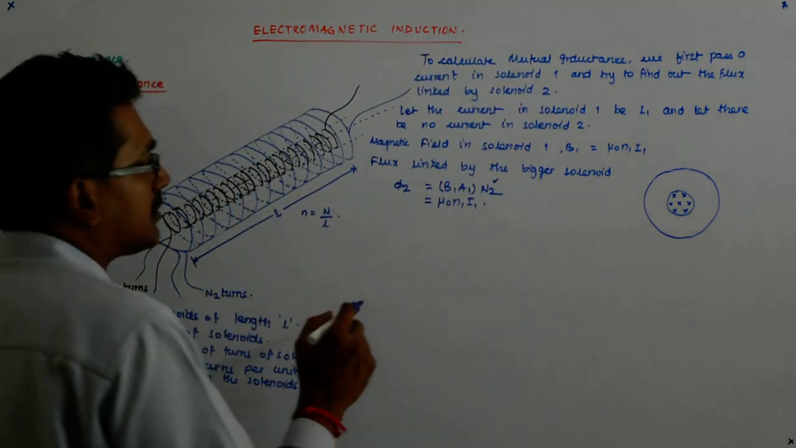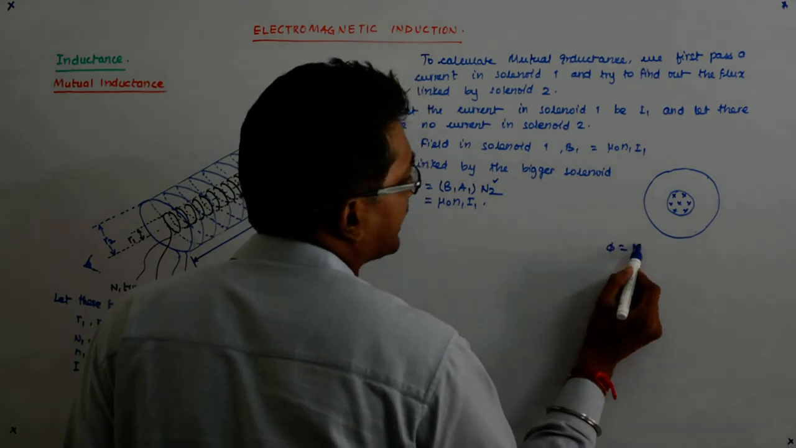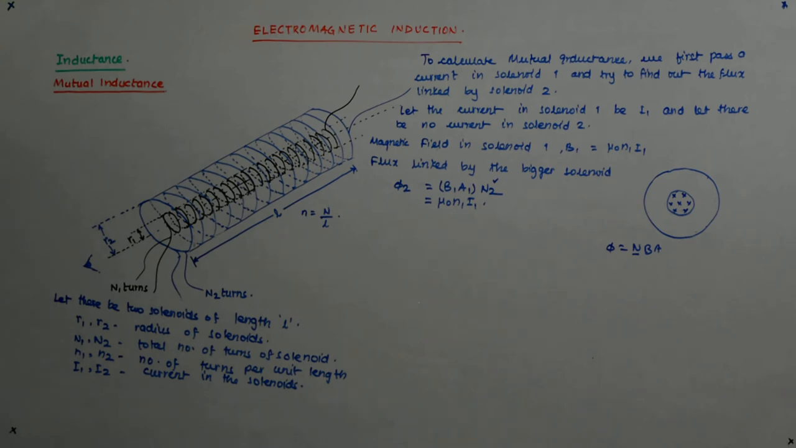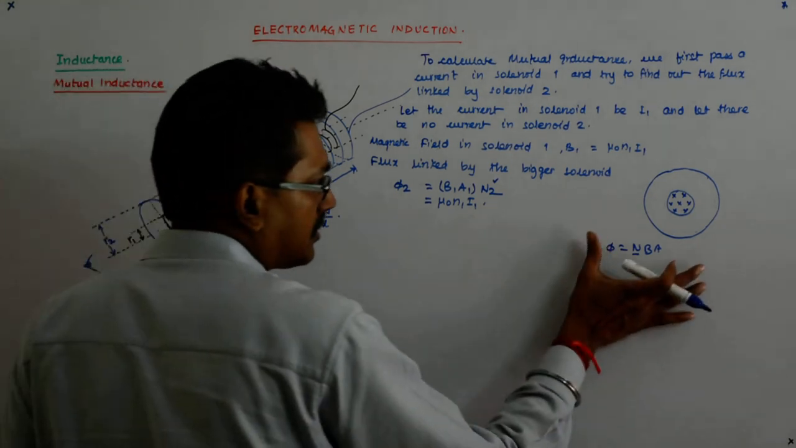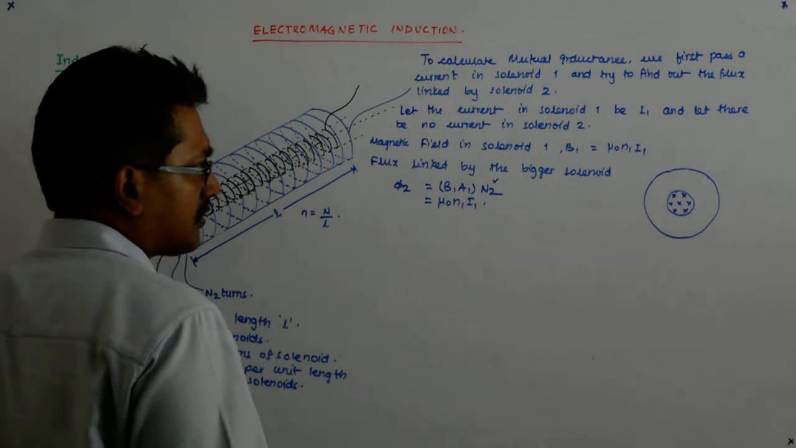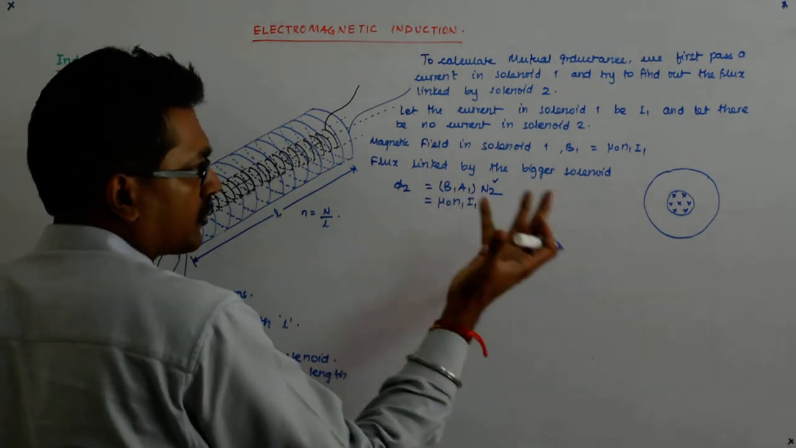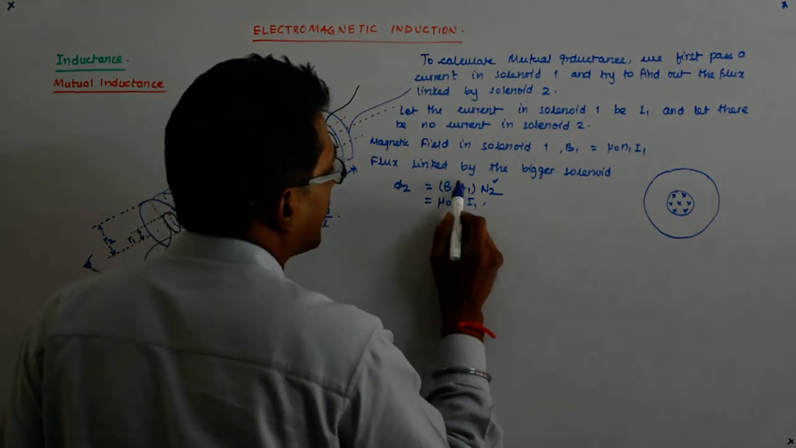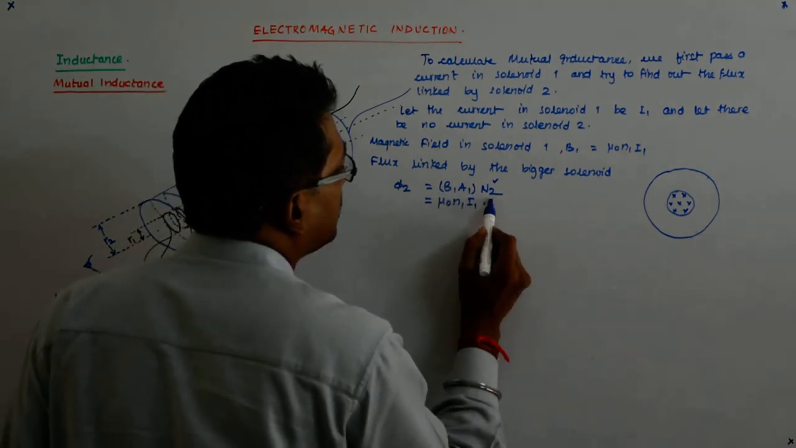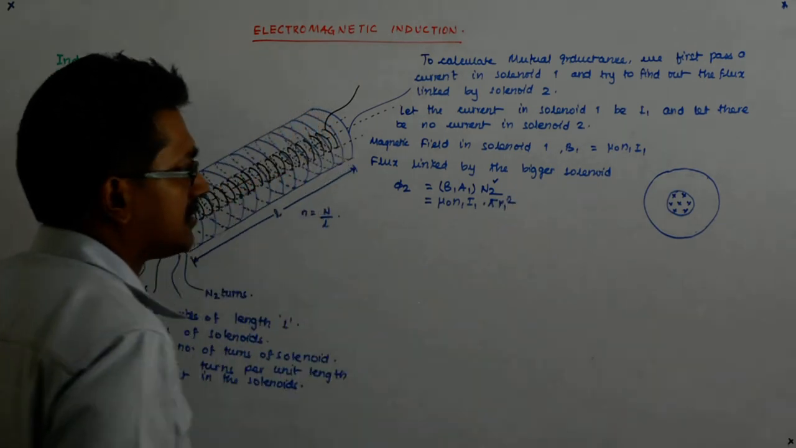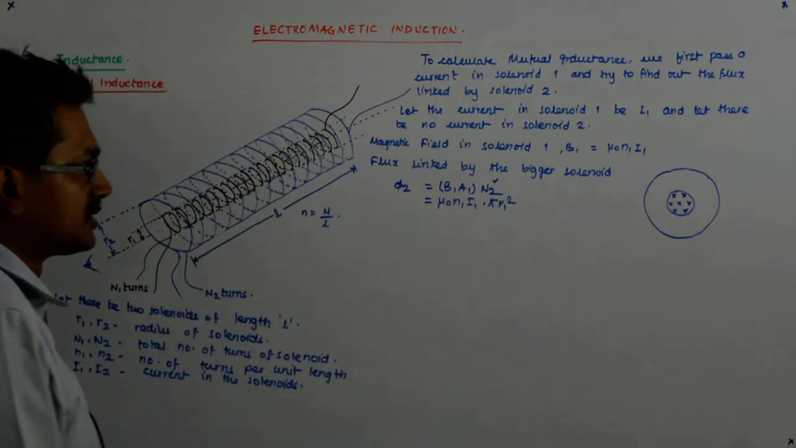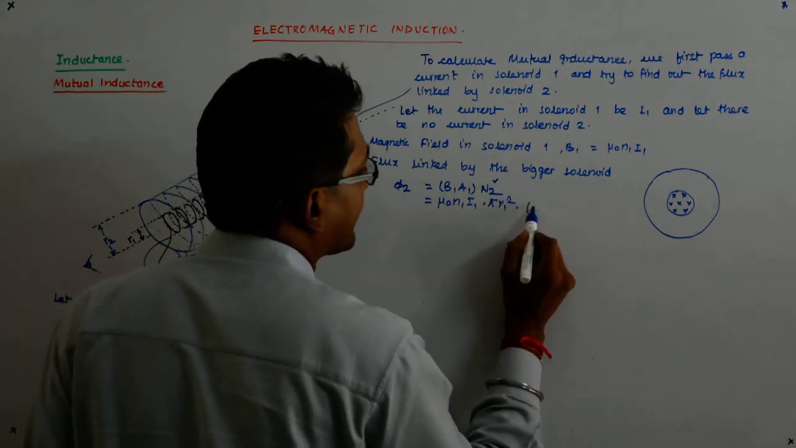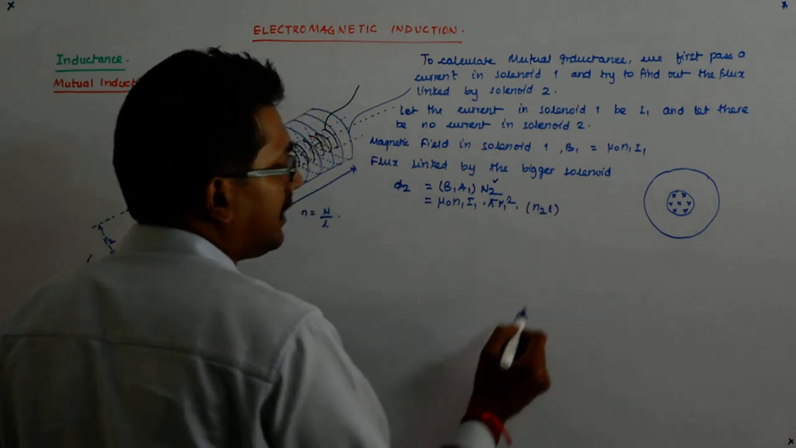We have seen that our flux is equal to N times B into A. We did not say this is the number of turns per unit length. It has to be the number of turns. Fine. Because one turn links so much, so N2 turns link so much. Okay. So B1 is mu naught n1 I1 into pi R1 square, is it not? Into, now I can write N2 as n2 into L.